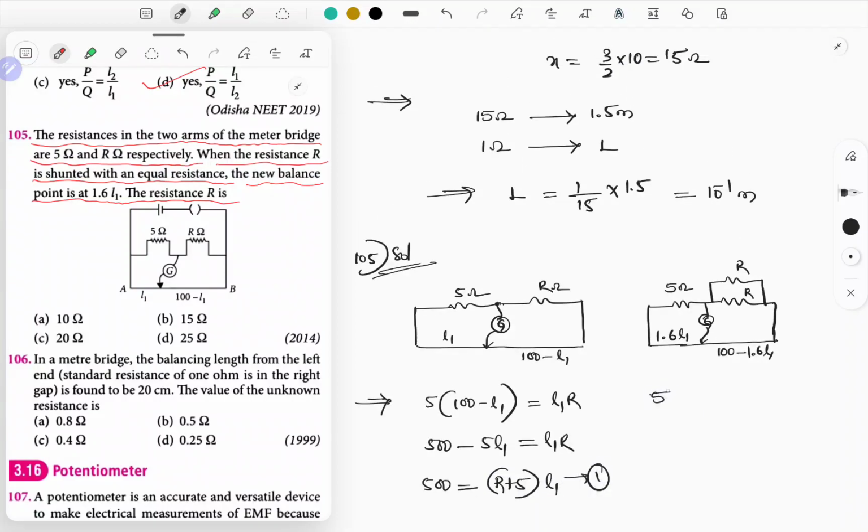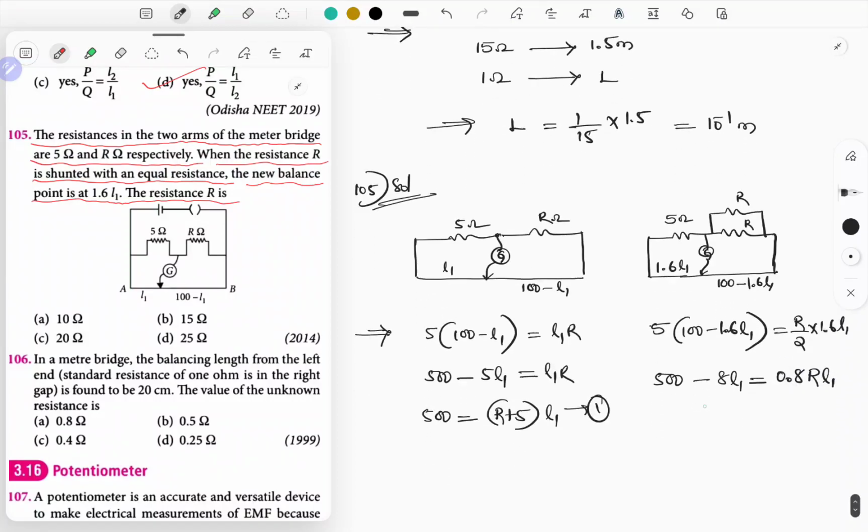In equation 2, 5 into 100 minus 1.6 times of L1 is equal to R connected in parallel with R, which is going to be R by 2, into 1.6 times of L1. That is 500 minus 8L1 equal to 0.8 into R L1. From this, 500 is equal to L1 common, 0.8 R plus 8 into L1, and this is equation 2.